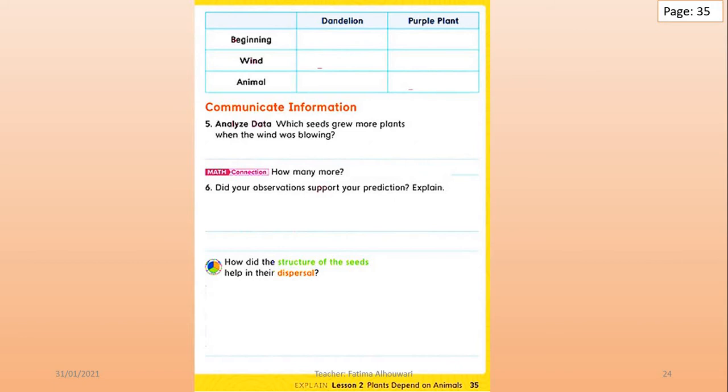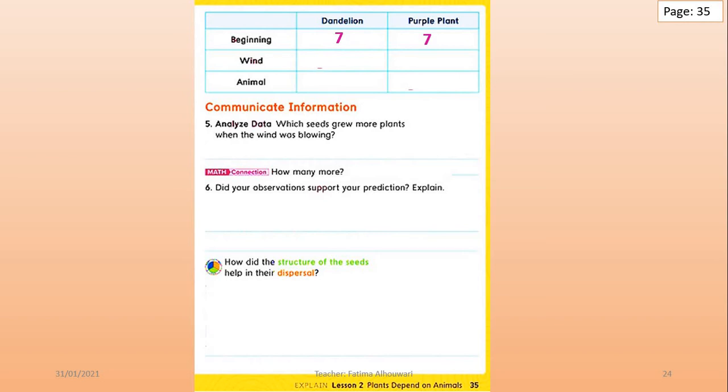Try to play the simulation by yourself, and then when you finish, record your data. Fill this table with the number of dandelion and purple plants, with the number of dandelion plants that's for the beginning and after using wind and after using animal, the same for purple plant. As you see, we start with 7. So the number of plants for dandelion and purple plant are 7.